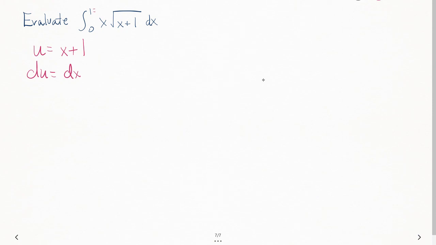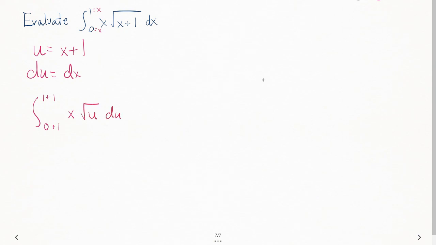One thing to take note of though, this is x equals 0 and this is x equals 1. So we got to change those bounds, right, to u's. So when you plug in 0, notice you get 0 plus 1 for that new bound when we put it in terms of u. And then we have, this would be 1 plus 1. Now we have an x, but we have a square root of u, and then this changes to a du.